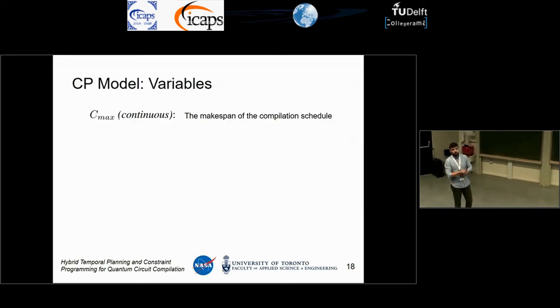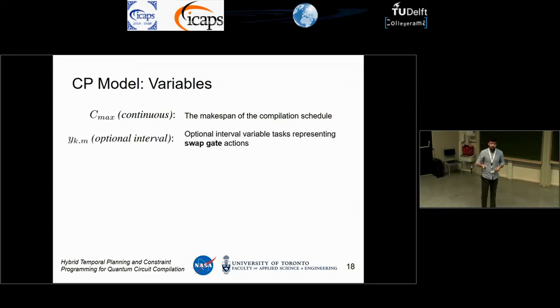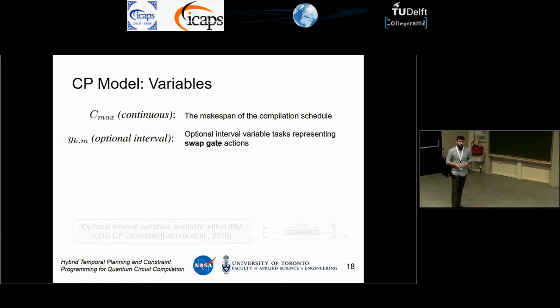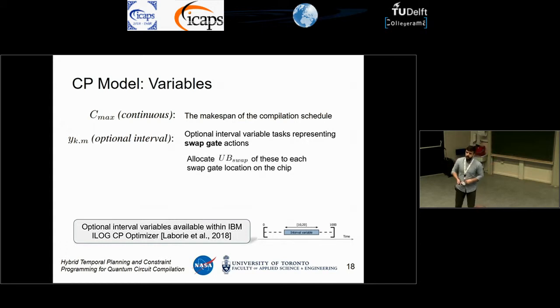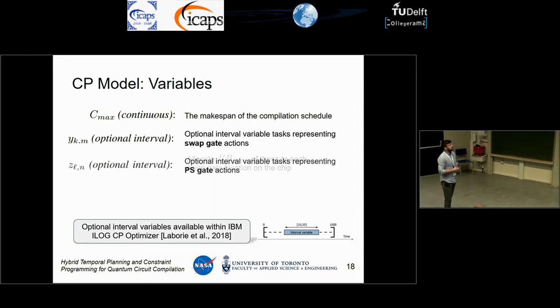So I'll go real quick over the variables. We have a variable that represents our makespan of the compilation, and then we use optional interval variables for swap gate actions. Note that these are available within CP Optimizer. They're defined by a duration and some sort of window on their start time, and you can set them to be optional so they don't actually have to participate in the final solution, which helps us out with those swap counts I mentioned before. So we allocate the upper bound number of swap variables to each swap location in the architecture. And again, we represent PS gate actions with optional interval variables too.